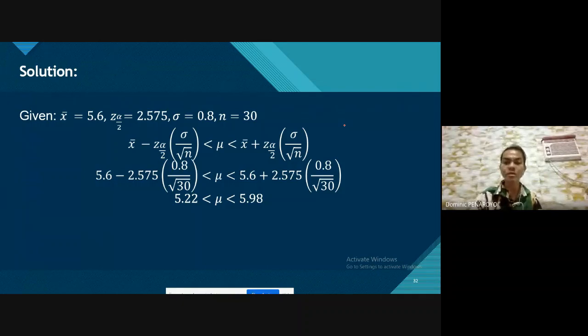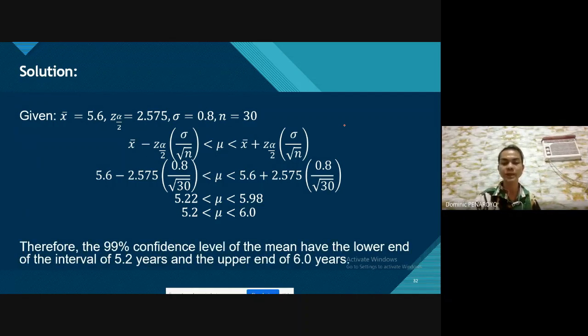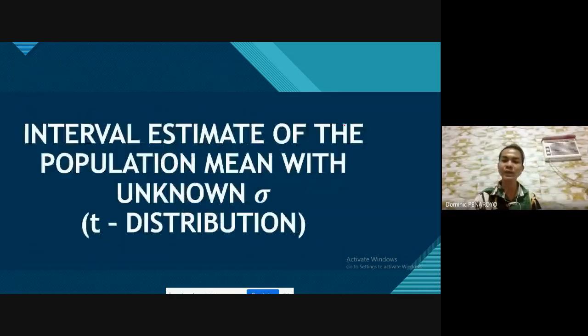As you can see, class, our sample mean is in tenths. It's not a whole number. Therefore, our final answer should be rounded off to the nearest tenth as well. So our final answer here is 5.2 and 6. Therefore, the 99% confidence interval of the mean has a lower end of 5.2 years and an upper end of 6 years. Okay, so that would be it for the first part of our lecture video.